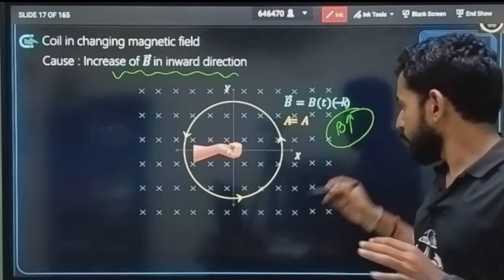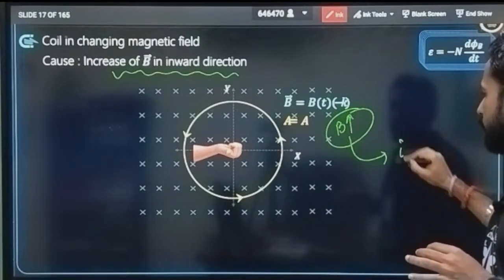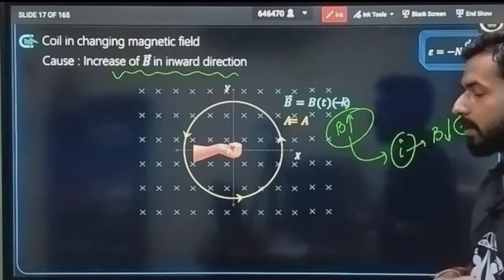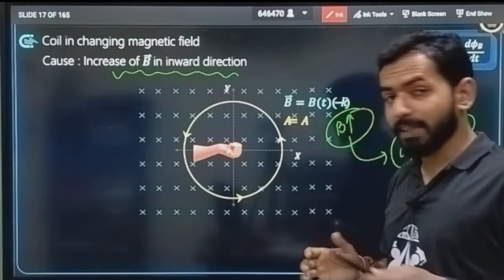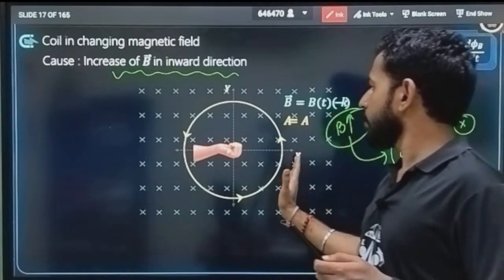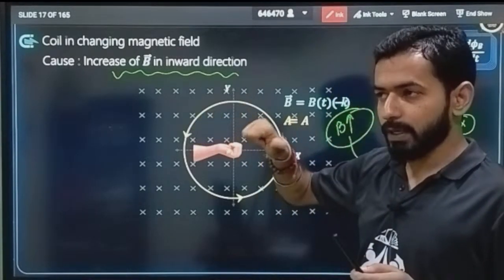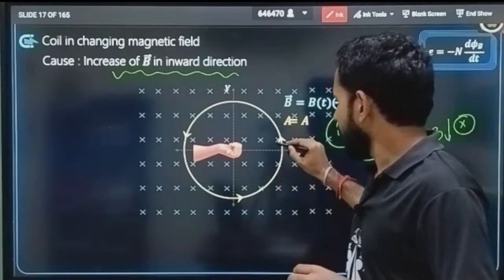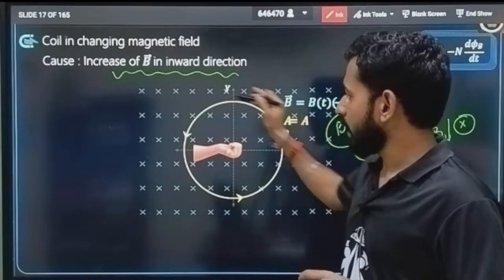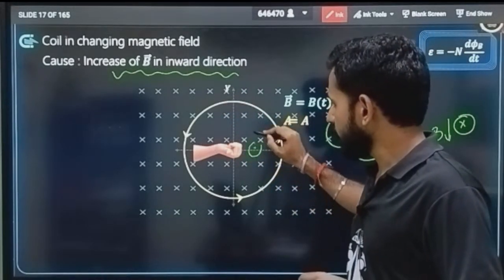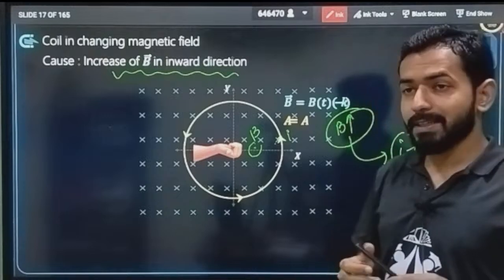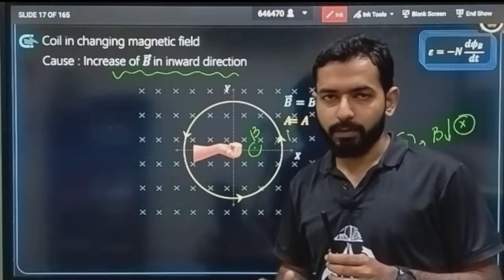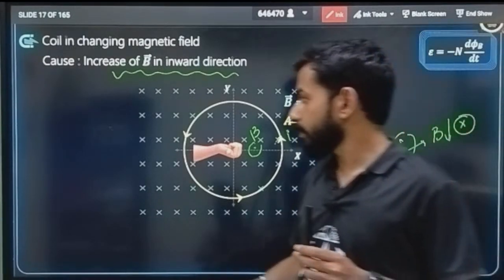So the answer is, the current will be induced in such a way that it will try to decrease this magnetic field in the inward direction. How can it decrease the magnetic field? It can induce a magnetic field in the outward direction. If one vector is inside and one vector is outside, can you say that magnitude wise it is decreasing? So the current will be induced in such a way that it will try to decrease the net magnetic field.